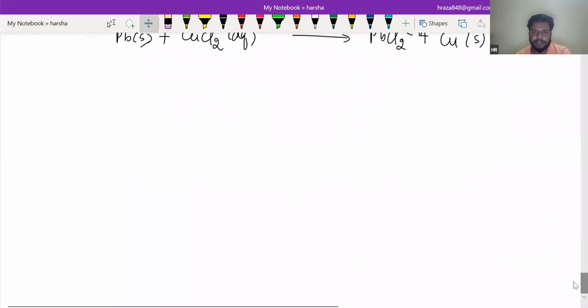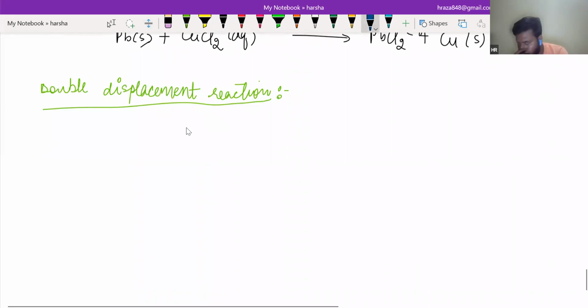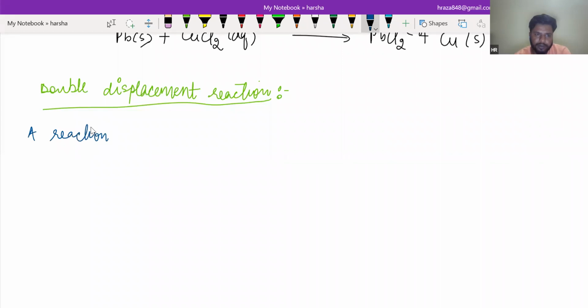Okay, displacement reaction is done. There is another part of displacement reaction which is known as double displacement reaction. So what is double displacement reaction? I'm going to give the definition and then give you an example, and it will be more clear. So, write with me.